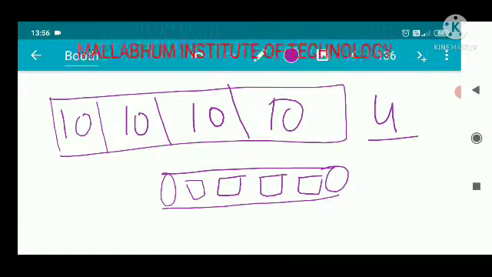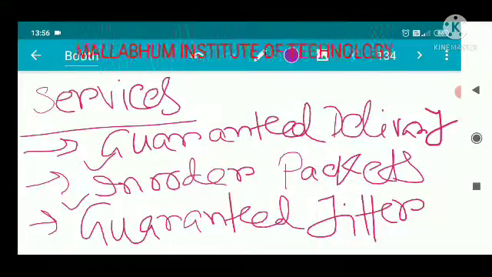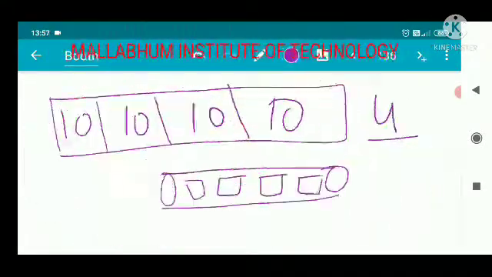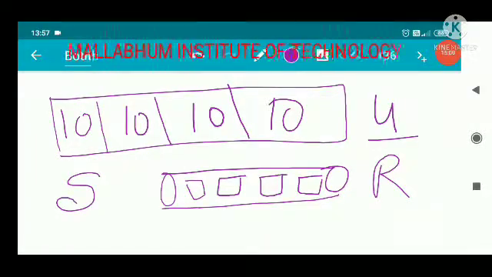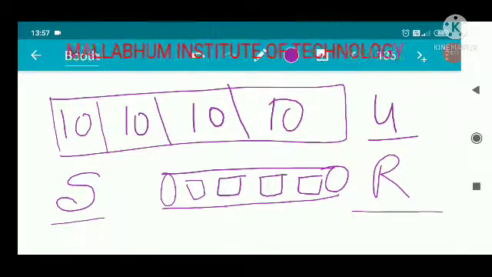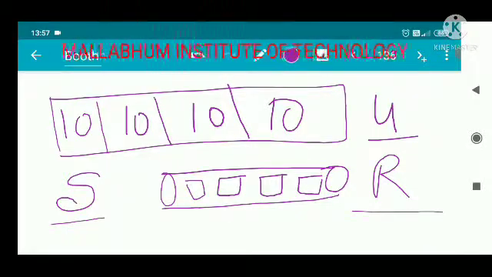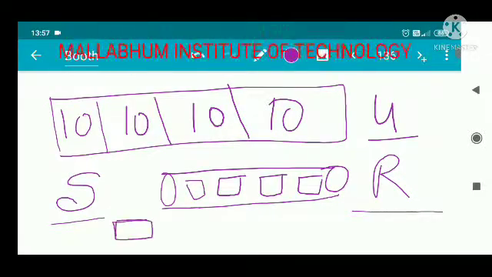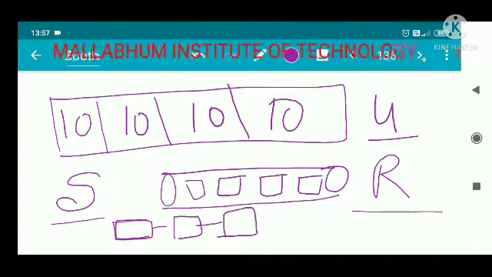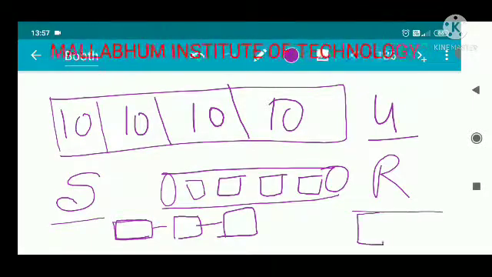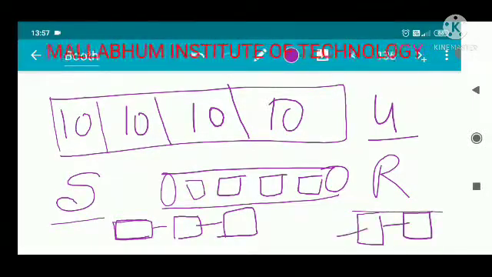In-order packets means the order in which the sender sends the data is the same order in which it will be received by the receiver. So that is called in-order packets. Now, what do you mean by guaranteed max jitter? Suppose the sender sends 10 kilobytes of data, after 5 seconds again 10 kilobytes, after 5 seconds again 10 kilobytes. The receiver will receive the data in the same way, after a pause of 5 seconds. That is called max jitter.